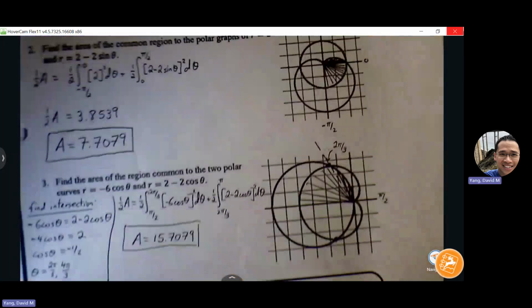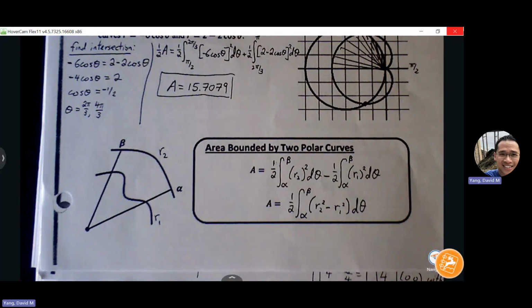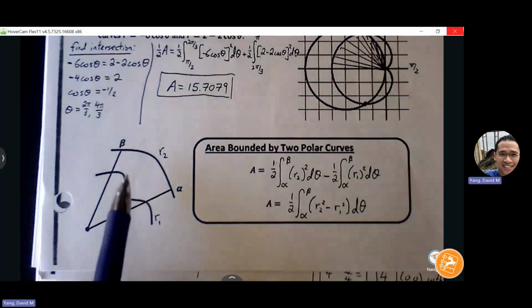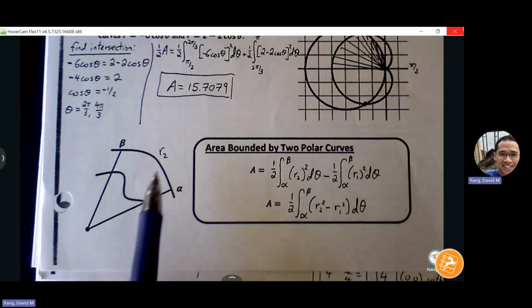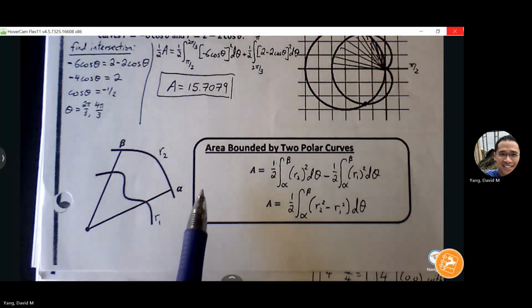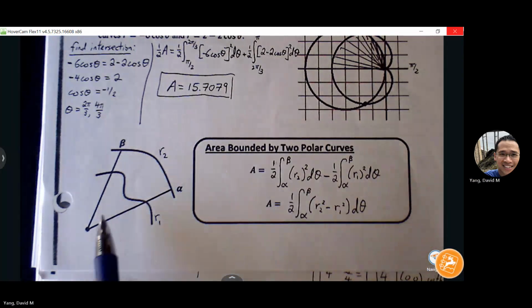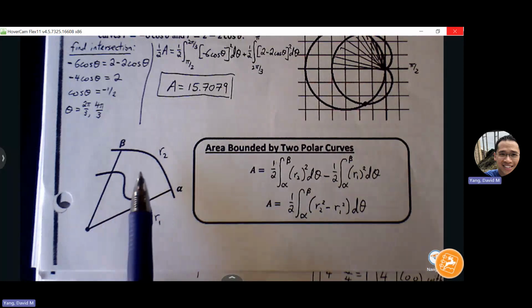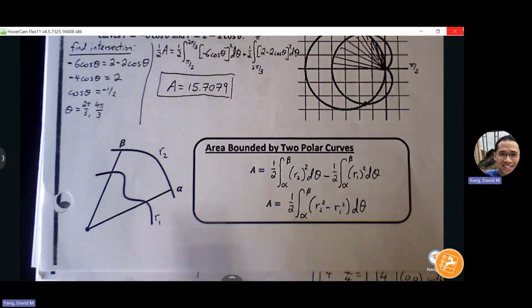You guys can copy down the bottom portion here. It says area bounded by 2 polar curves. If I want to find the area that is left over between 2 polar curves, let's say this was R1 and this is R2, then the full region from A to B of R squared, and then I can subtract out the R squared to get us that middle region there.